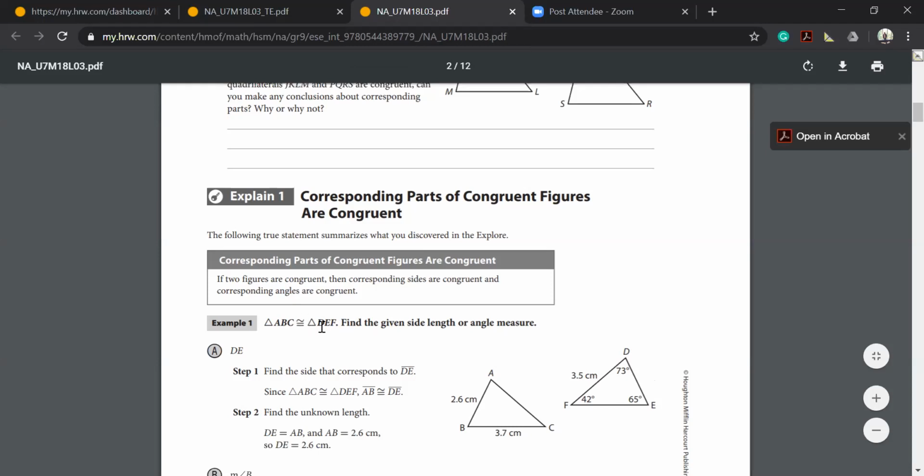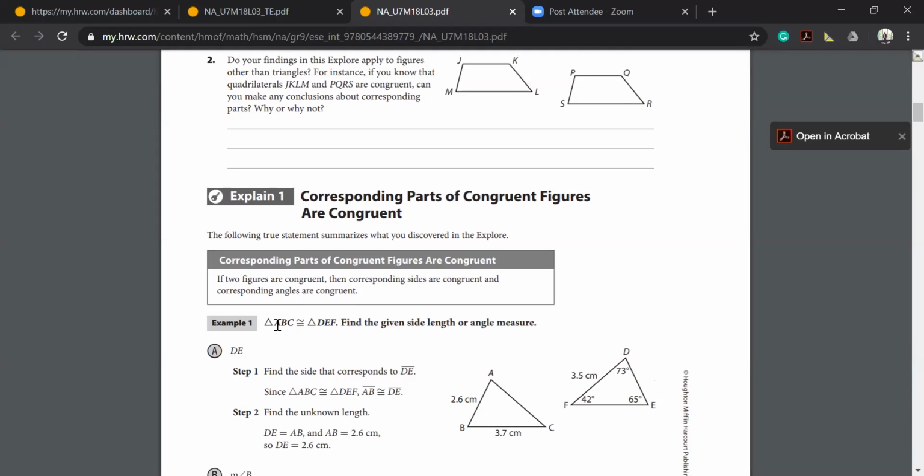From here, DE is congruent to what? AB, right? So let's go to AB. What is the value of AB? 2.6 centimeter, right? So DE is equal to 2.6 centimeter. Did you see what we did? Just right away, from here, he was asking about DE.